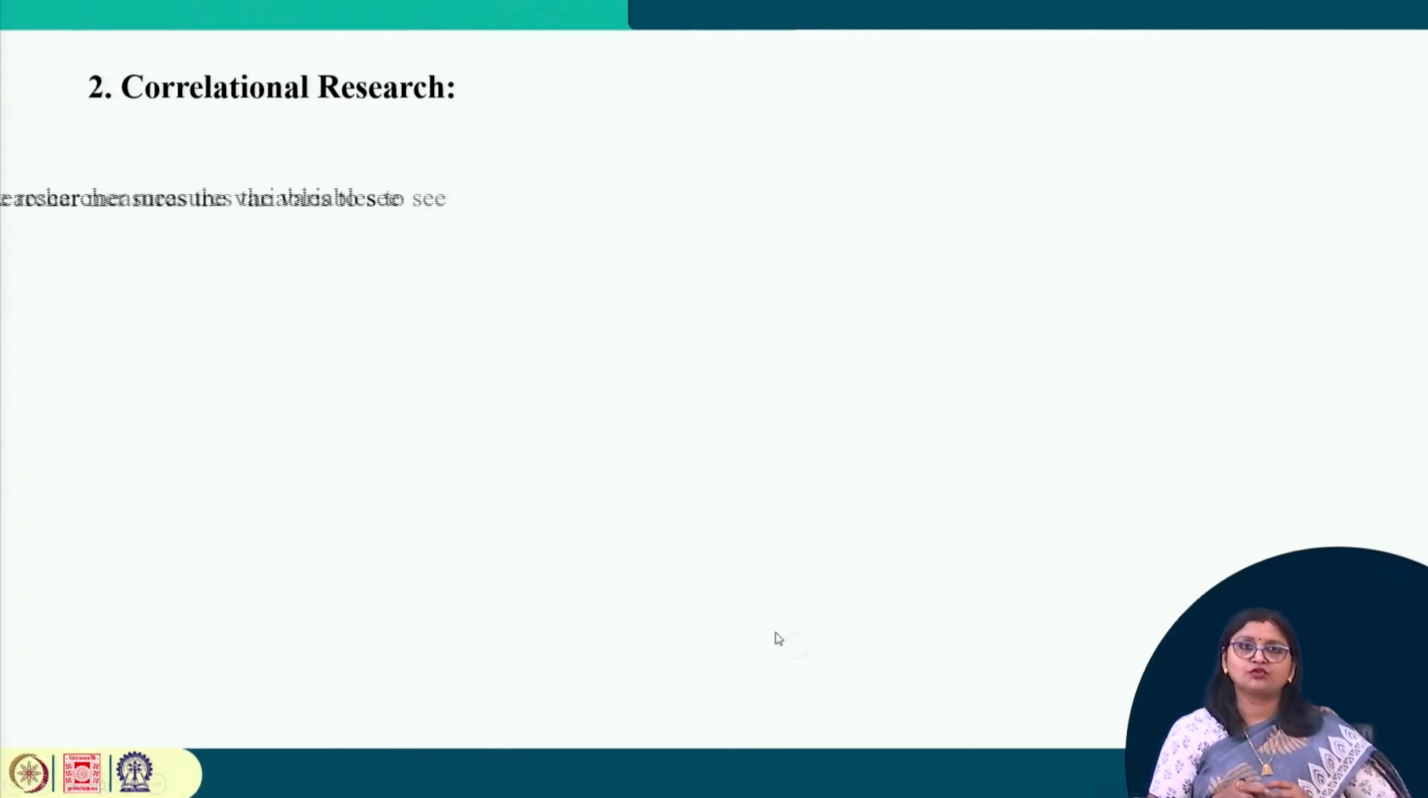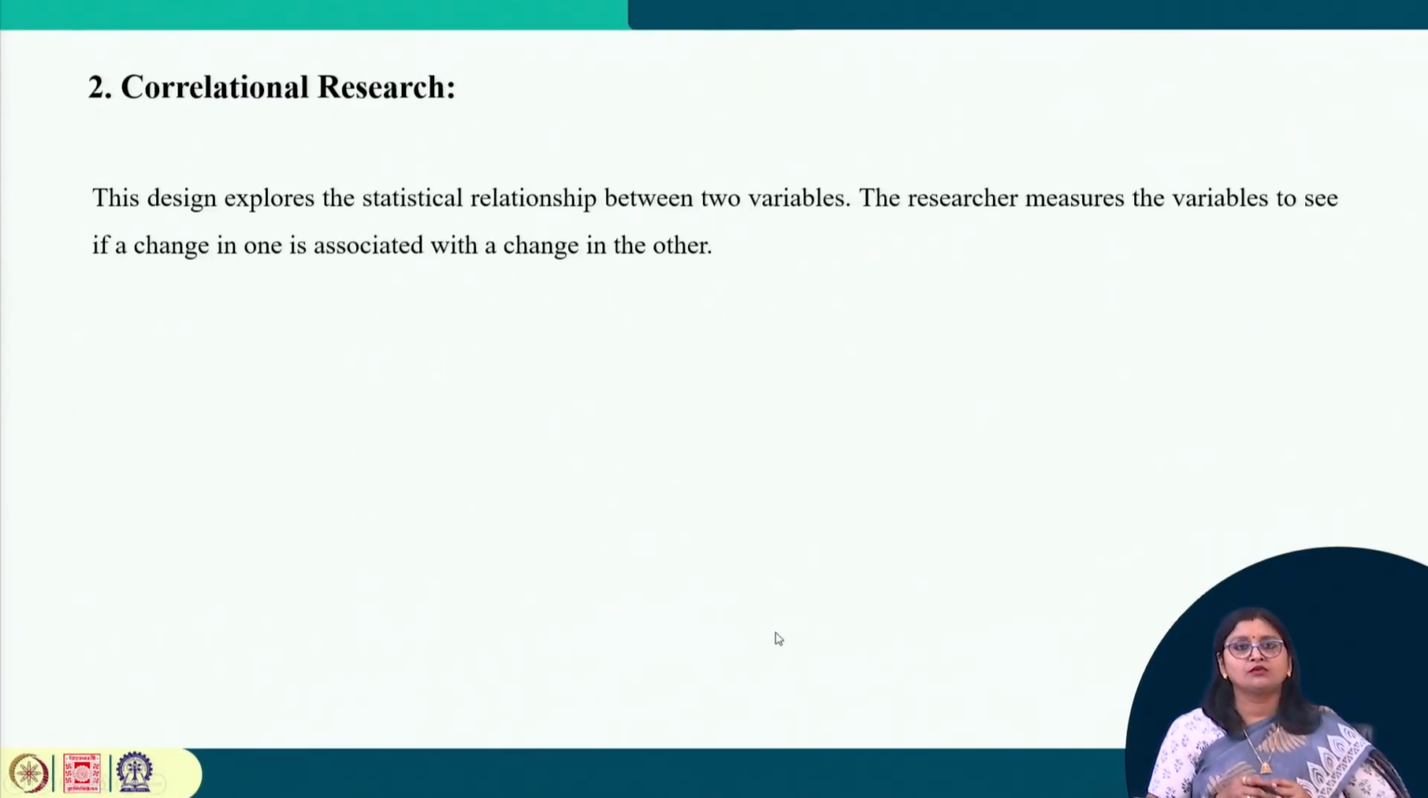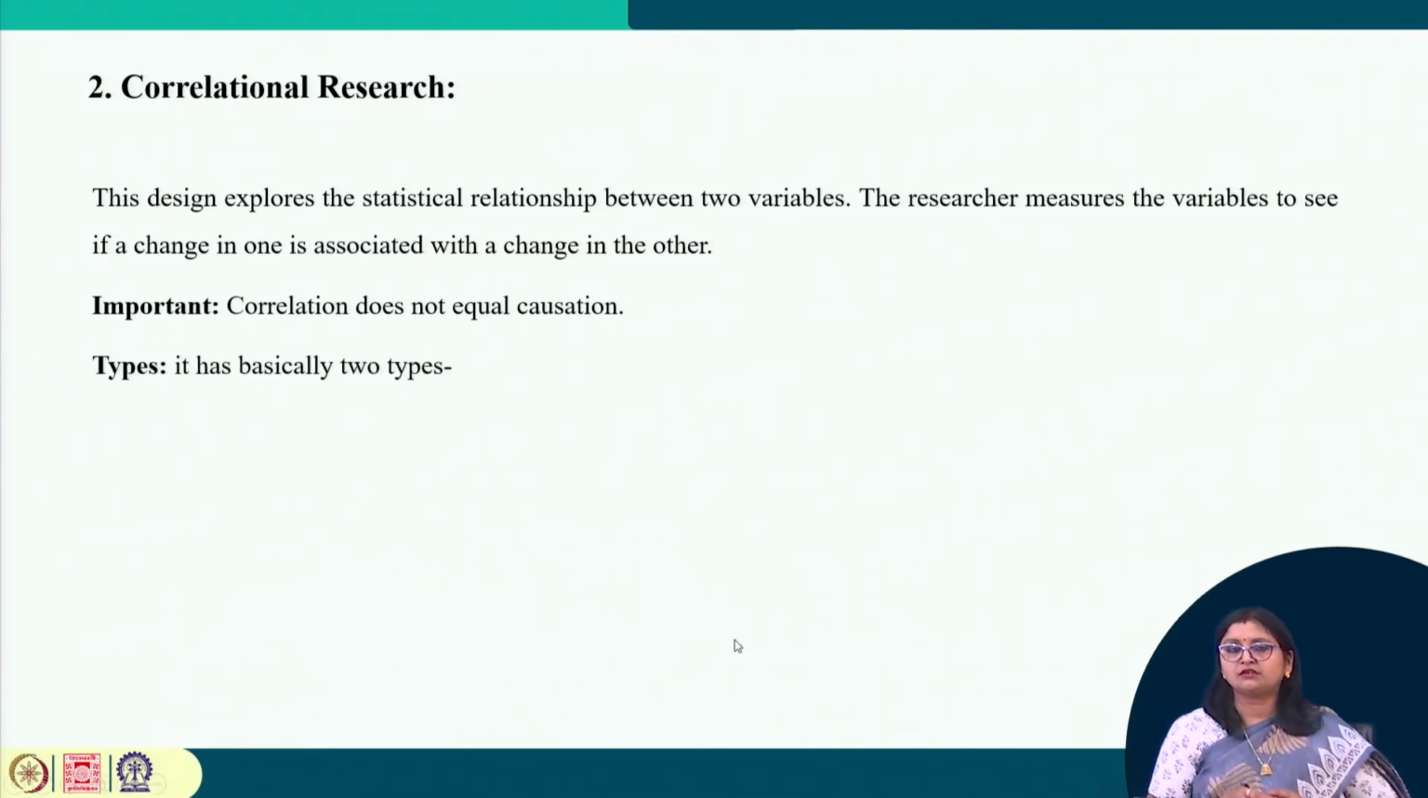The second one is correlational research. Correlational research is designed to explore the statistical relationship between two variables. The researcher measures the variables to see if a change in one is associated with a change in the other one. So, importantly, correlation does not equal causation. They are not seeking cause and effect.